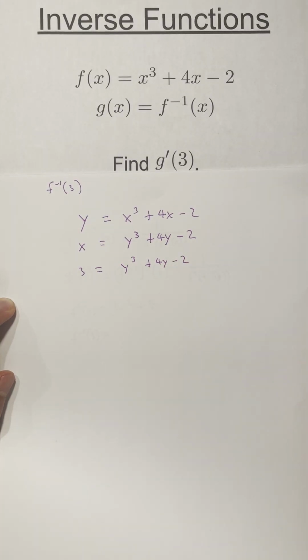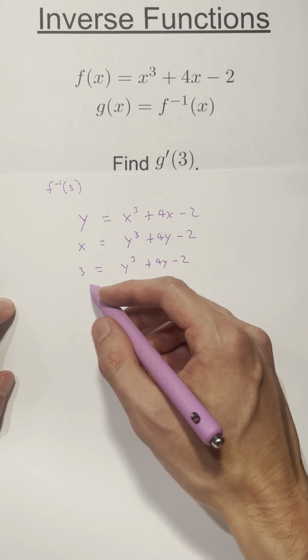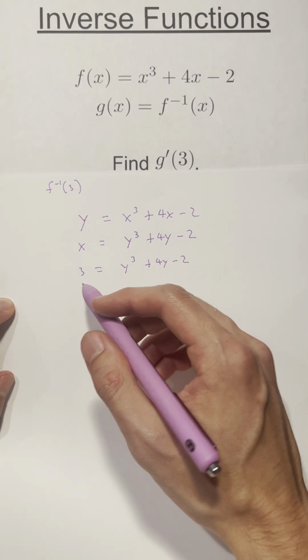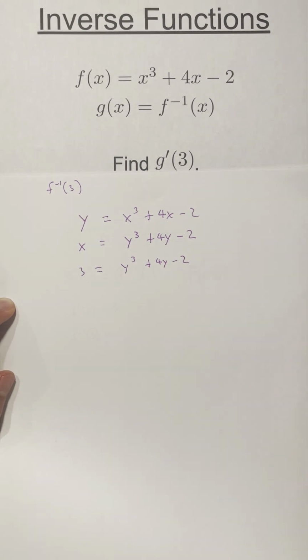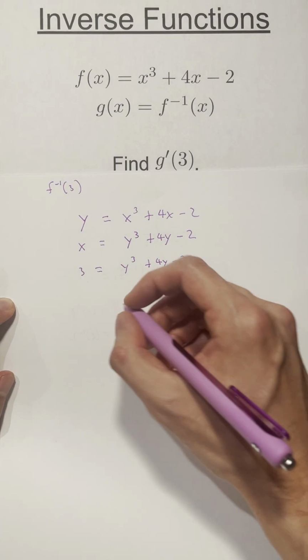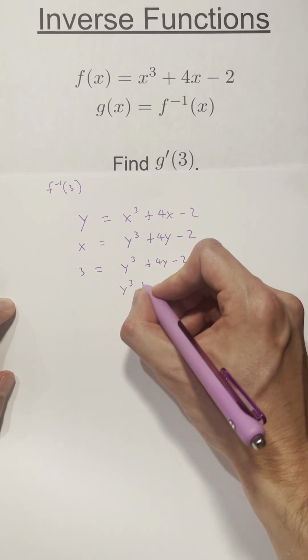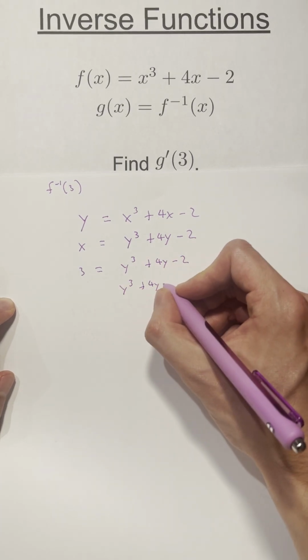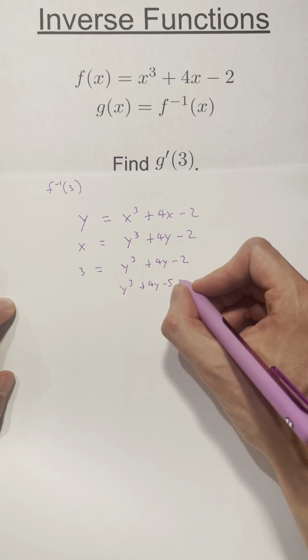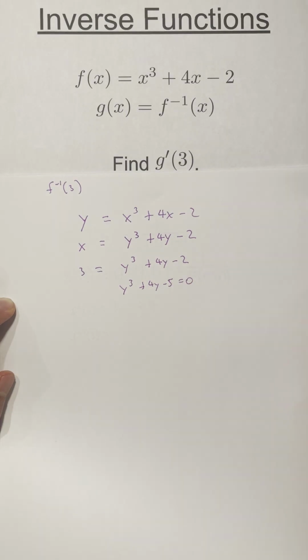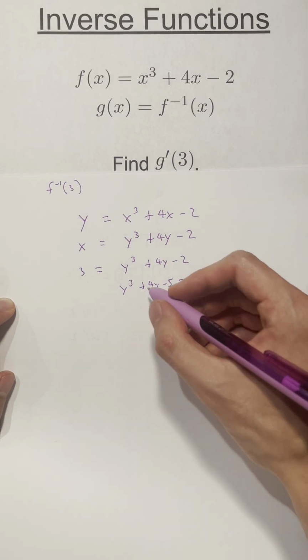Okay, and how do I solve this equation? Well, first, let's move everything to one side of the equation. So I'm going to subtract 3 from both sides of this equation. So y cubed plus 4y minus 5 is equal to 0. Okay, so we have to solve this. How are we going to do that?